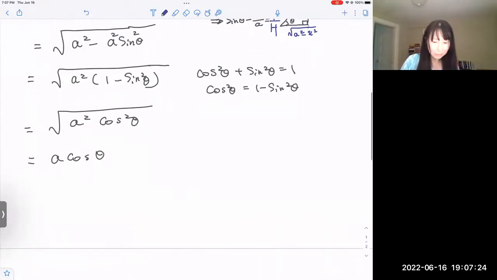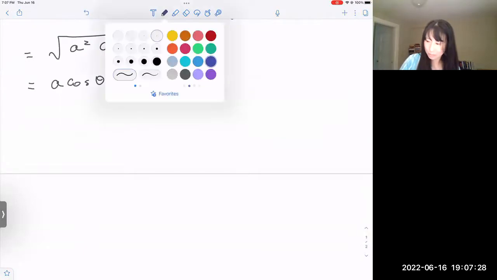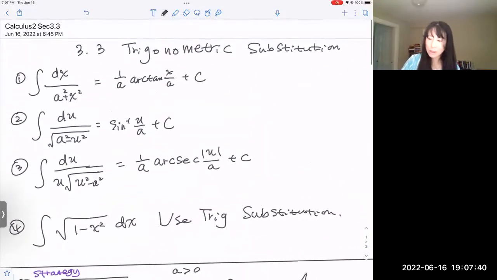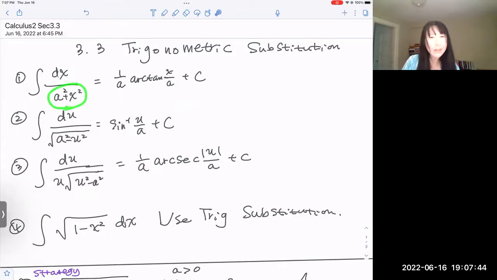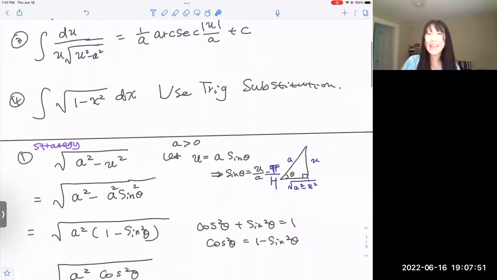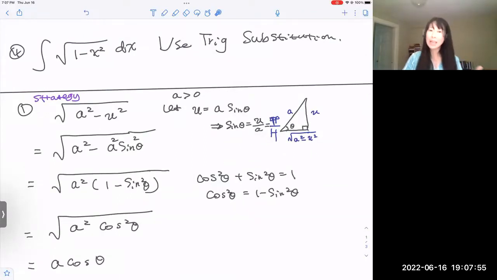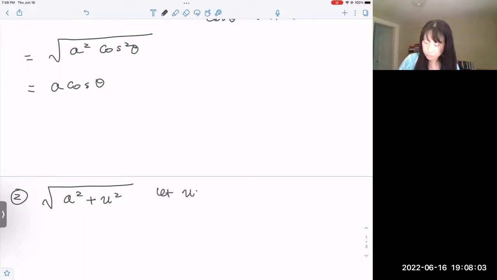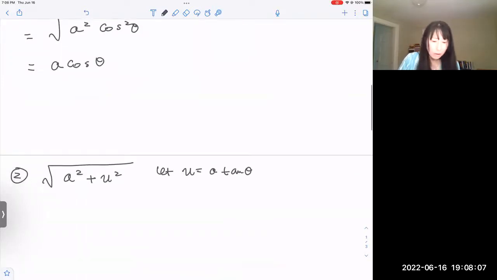Okay. Now, second one. We have this form. Can you see that? This form is similar to this, right? A squared plus x squared, okay? So we are using let u equal a tangent theta, okay? So let me write it down. Then same process: a squared plus u squared, which is a squared plus a squared tangent squared theta.